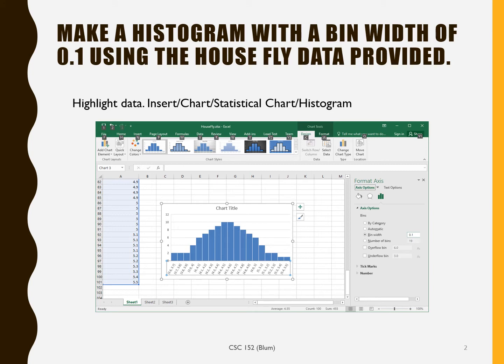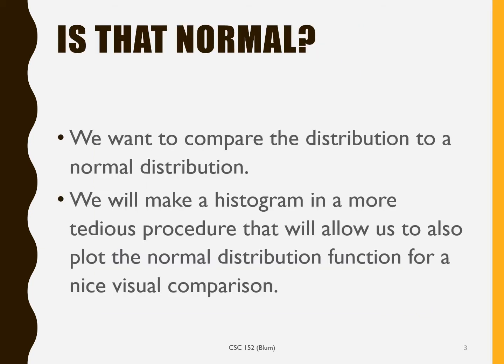Remember, highlight the data, go to Insert, Chart, Statistical Chart, Histogram, and then format the x-axis and choose a bin width of 0.1. Many distributions are close to a normal distribution, also known as a Gaussian distribution, also known as a bell curve. And so we are going to remake this histogram in a somewhat more tedious procedure, but it's going to allow us a very direct and visual comparison with the normal distribution.